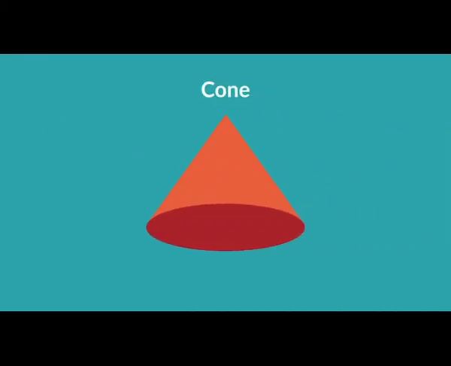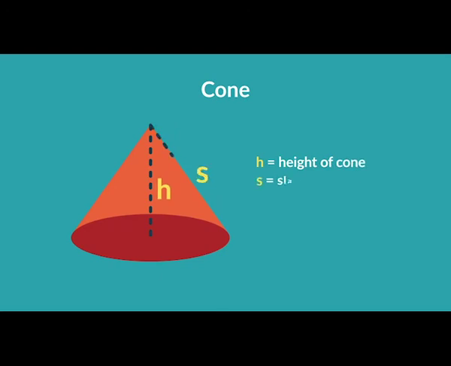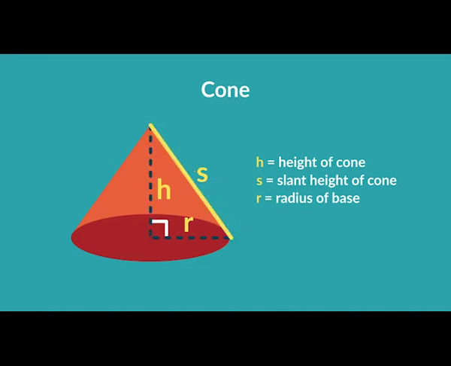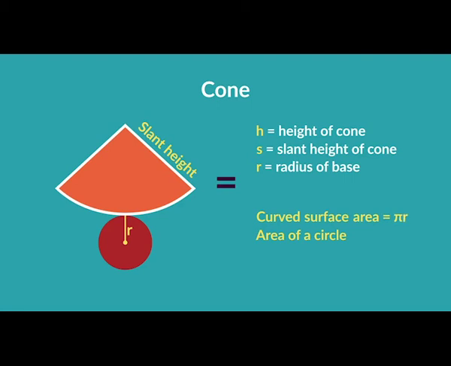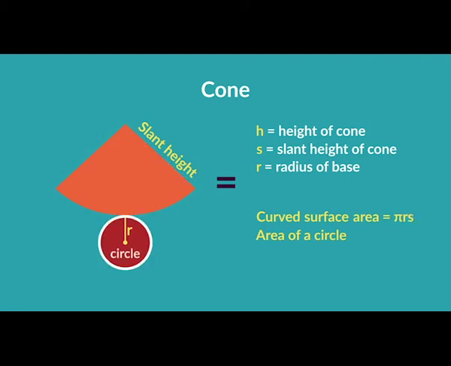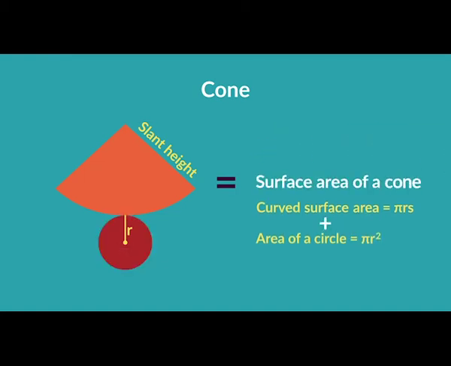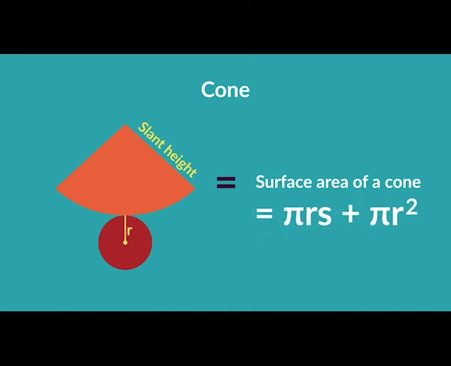Now the cone. A cone can be defined using three variables: its height, slant height, and the radius of its base. The height is the perpendicular height of the cone, and the slant height is the slanted length along a side of the cone. These three variables can be used to find the surface area of any cone. To do this, we need to know its curved surface area and the surface area of the base. The curved surface area is equal to pi times the radius times the slant height. The base is a simple circle, so we just use pi r squared. Add these together, and we have the formula we can use to find the surface area of any cone.